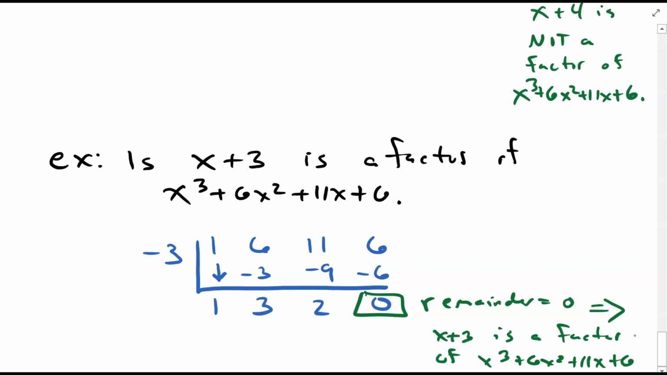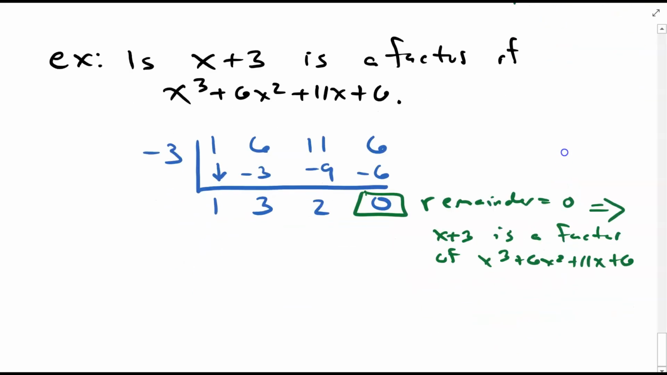So what that tells me then is x plus 3 is a factor of that polynomial. We knew that because of the way we created that polynomial, that x plus 3 was one of the 3 things we multiplied together to make it. But this actually tells me more than just that x plus 3 is a factor.